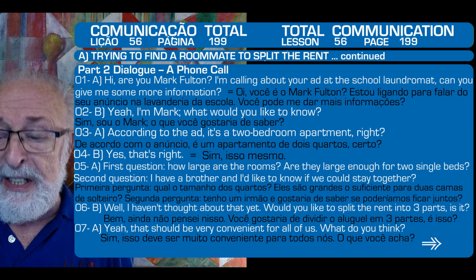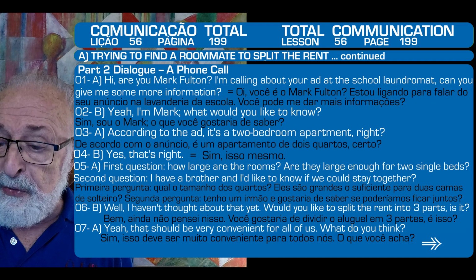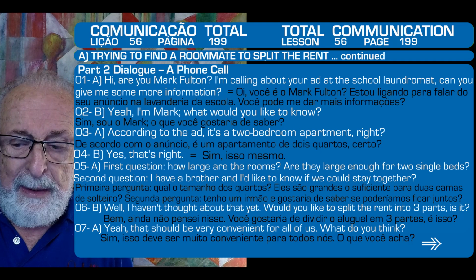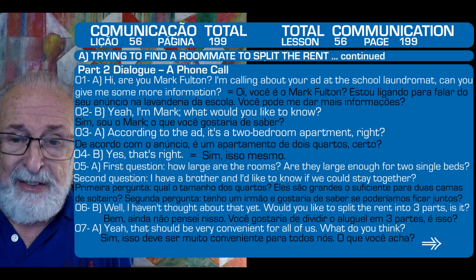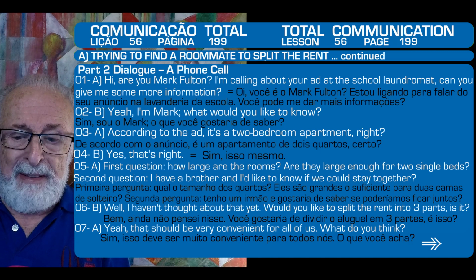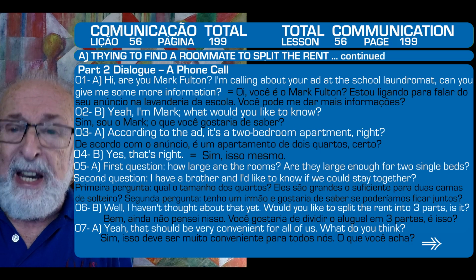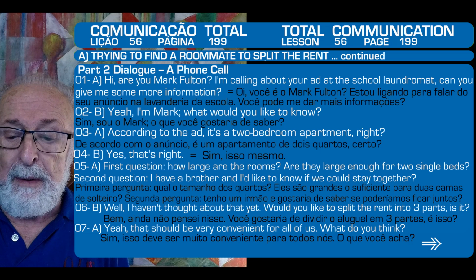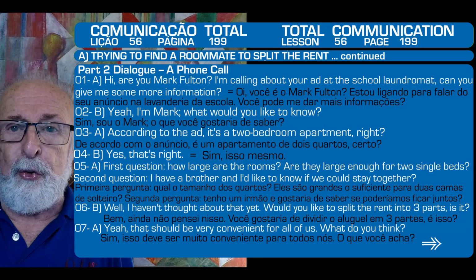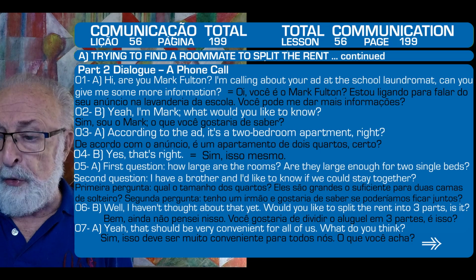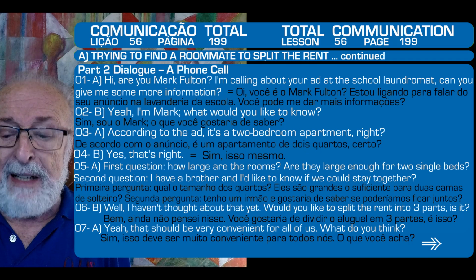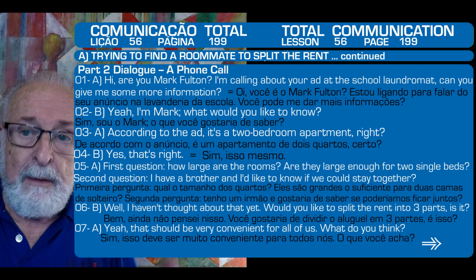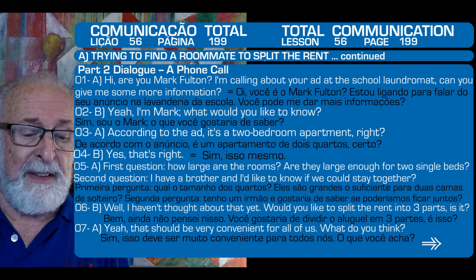Are they large enough? Are they large enough for 2 single beds? Eles são grandes o bastante? Enough, sufficient, bastante? Eles são grandes o suficiente para 2 camas de solteiro? Are they large enough for 2 single beds? That's the first question. Second question.